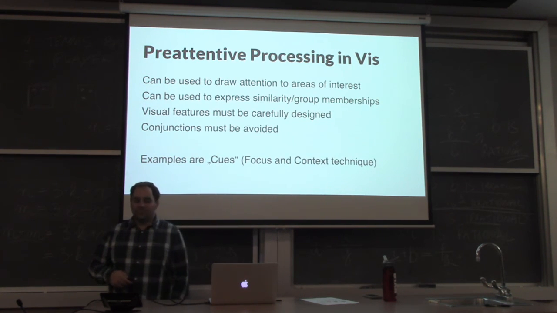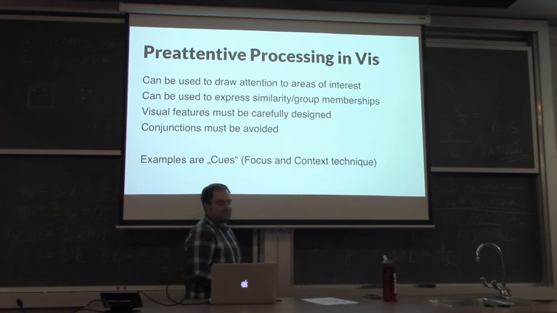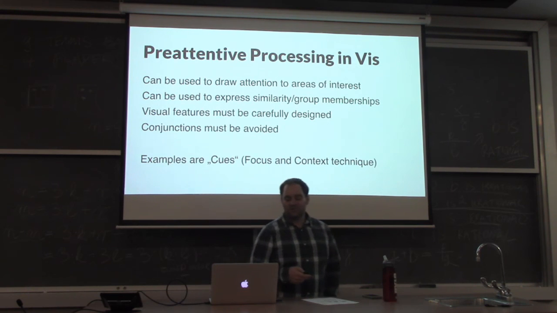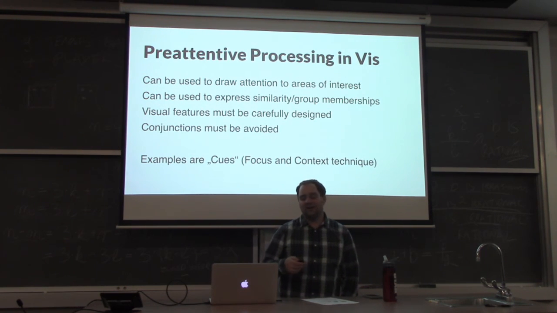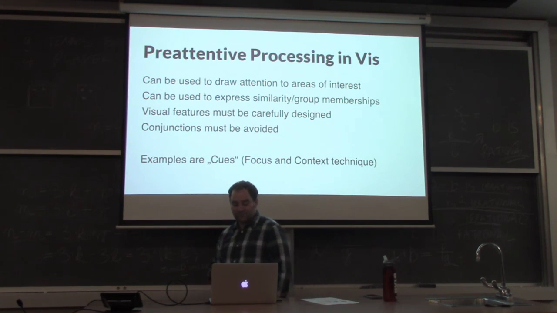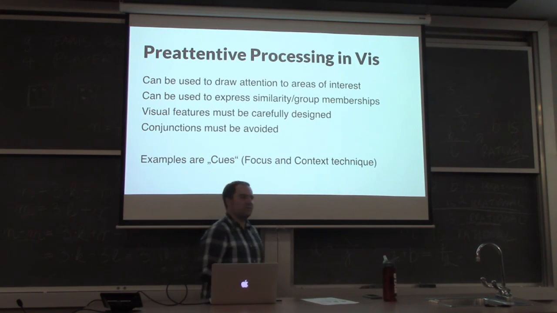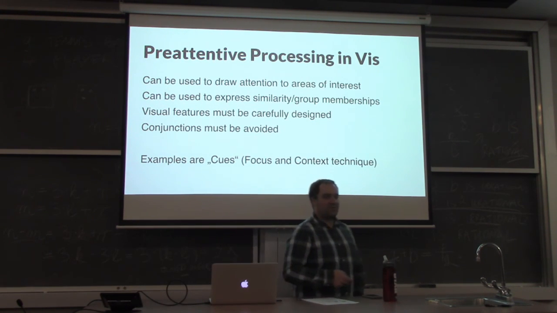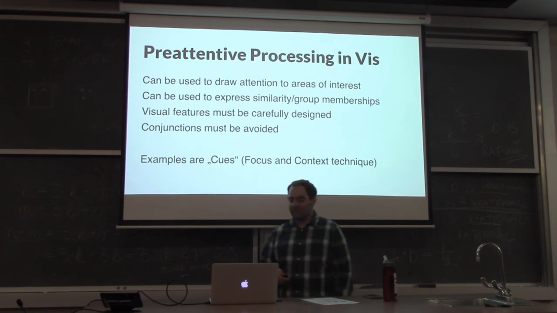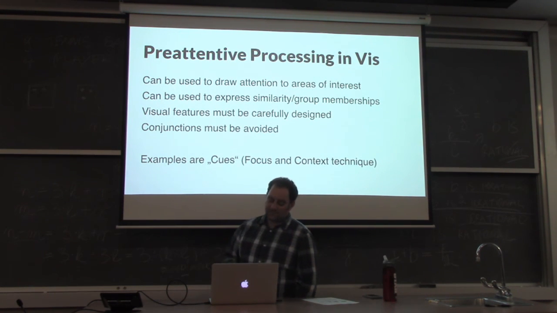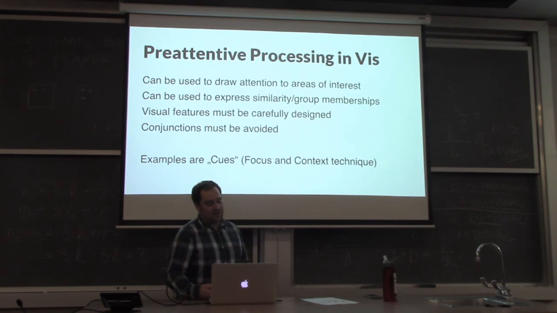So why is this important for visualization? Well, it can be used to draw attention to areas of interest, like this highlighting method for search terms, for example. It can be used to express similarity or group memberships. Like if you want to say these 5 elements belong together, you can use a pre-attentive property to highlight them, and then they are perceived as one.